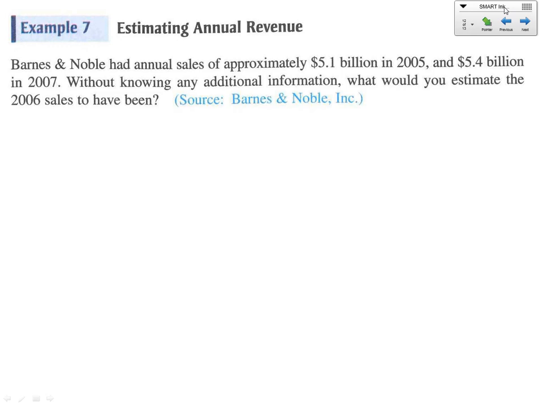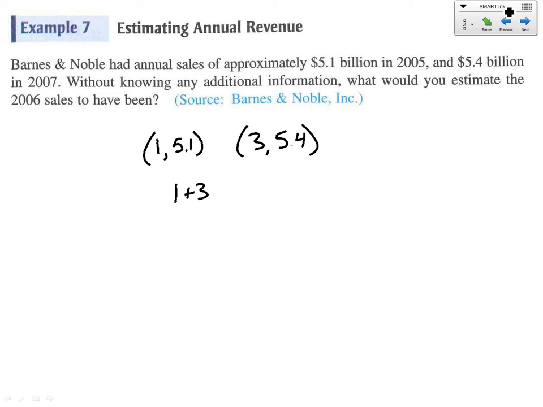All right, second to the last one here, there's 8 examples. Number 7, we have sales of 5.1 billion in 2005, 5.4 billion in 2007. Without knowing any additional information, what would you estimate the 2006 sales to have been? Another way of saying that is, what would you estimate the halfway point sales between 2005 and 2007, right? In year 1, we had 5.1 billion. Notice how I turned 2005 into year 1. In year 3, we had 5.4 billion. Those are 2 points. We can find the halfway point, right?